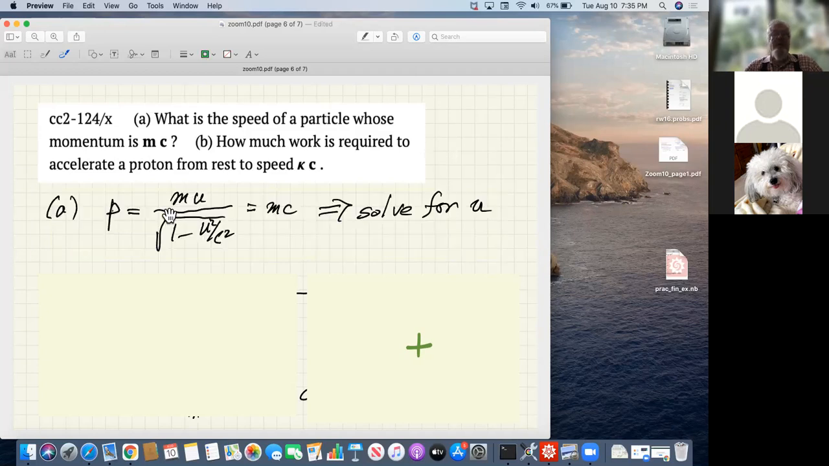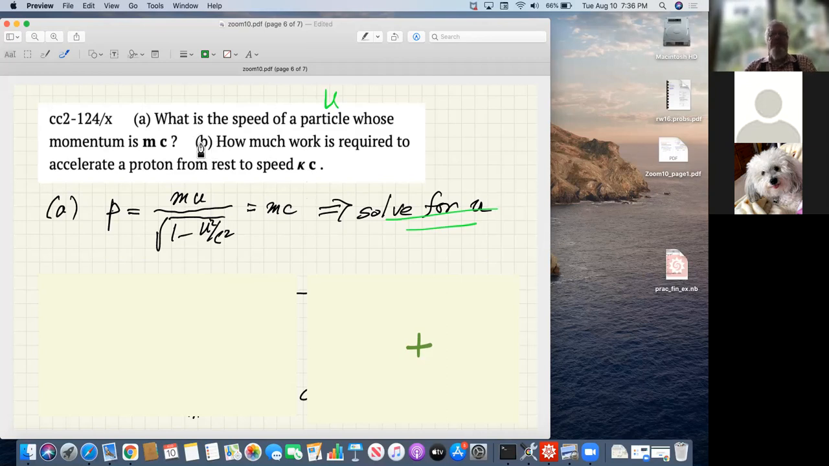And for this, you need to know momentum is mass times velocity over the square root of 1 minus u squared over c squared, where u is the velocity of this particle. That's what you're trying to calculate. All right, so you have this equation. The m's cancel, so it doesn't matter what the mass is. Now we're going to solve for u. Well, okay, this is just a bit of algebra. We solve that equation for u. And it'll be given as some fraction of c. So that's the first part of the homework problem.